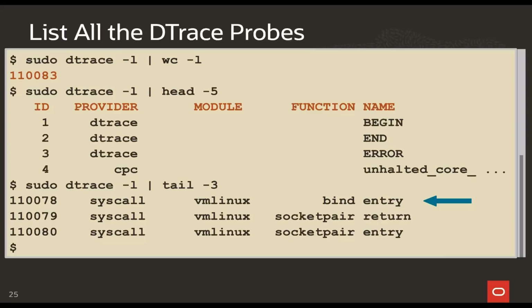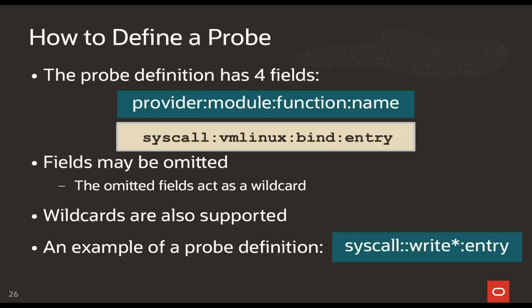That's shown for the socket pair. You can see for the socket pair function, you can probe the return and entry into that function. That's the kind of toolkit that you have available. Those are the probes that you can choose from, and you make your choice about which one you want to use. How do I use that information to define a probe?